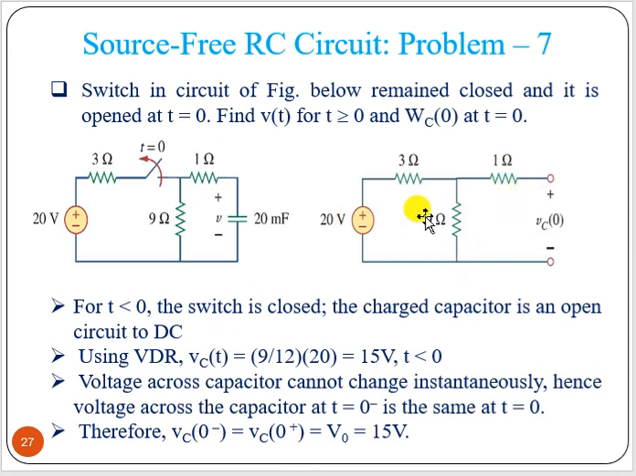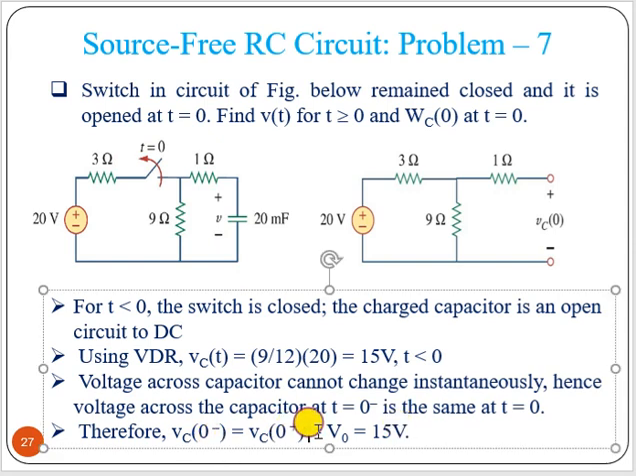So Vc will be what? We can apply the voltage division rule, 20 into 9 divided by 9 plus 3, 12. So you got 15 volt. So Vc(0-) is nothing but 15 volt, which is equal to Vc(0+). That means when the switch is opened, the capacitor voltage cannot change instantaneously. So that will remain the same, equal to your initial value. Vc0 is 15 volt. So this part you have to remember.